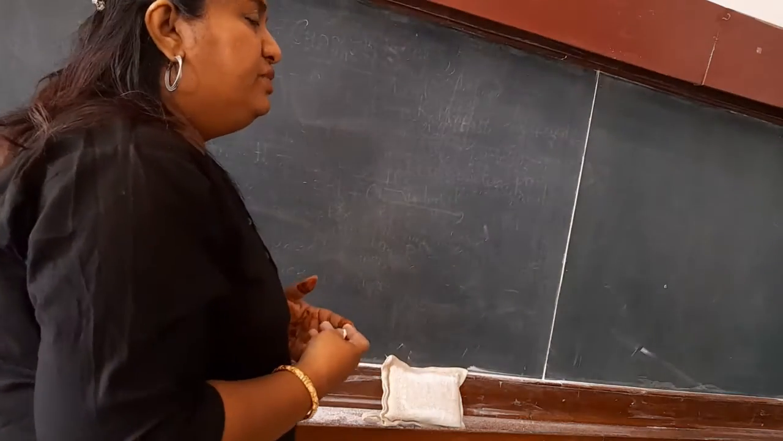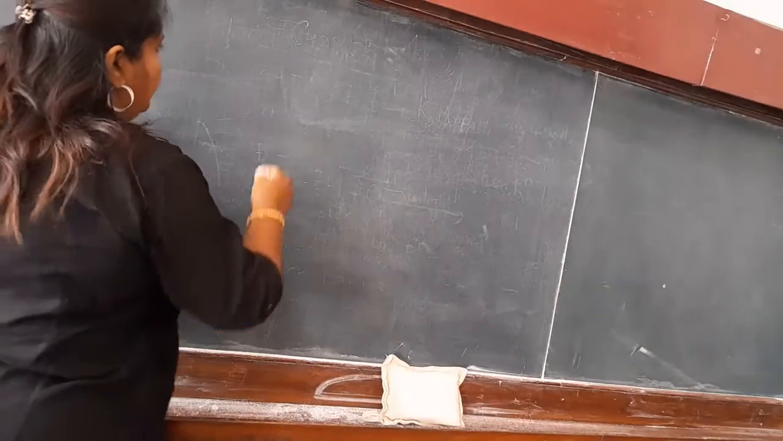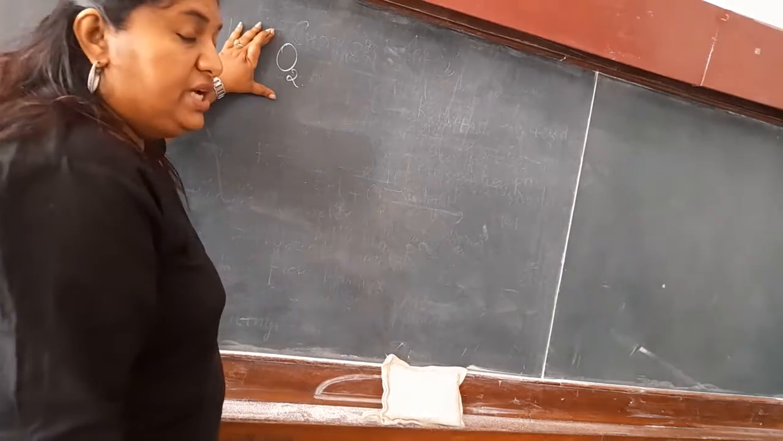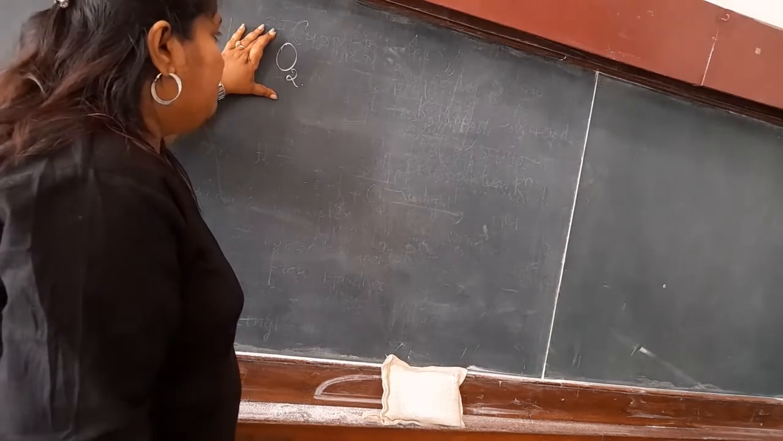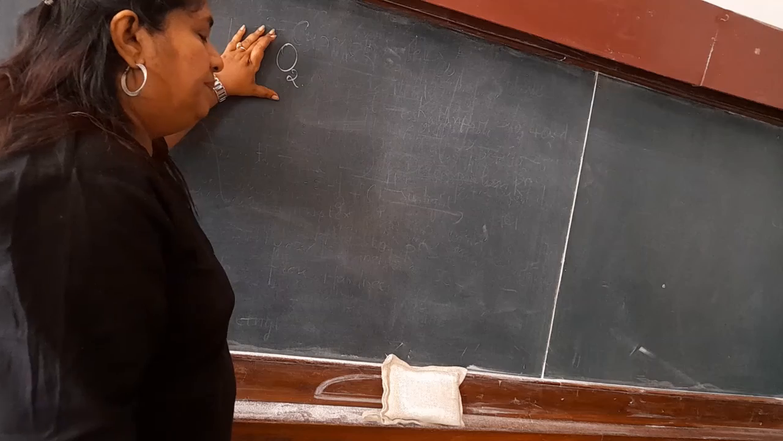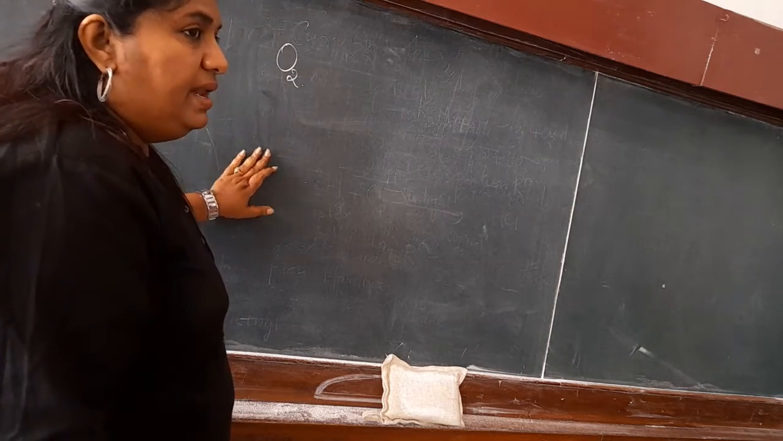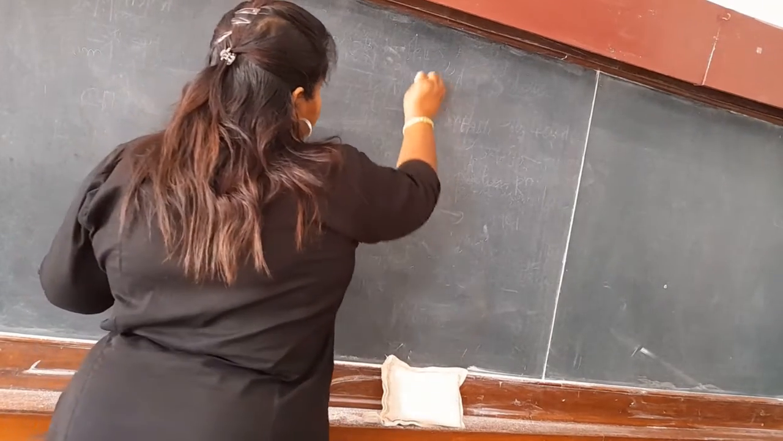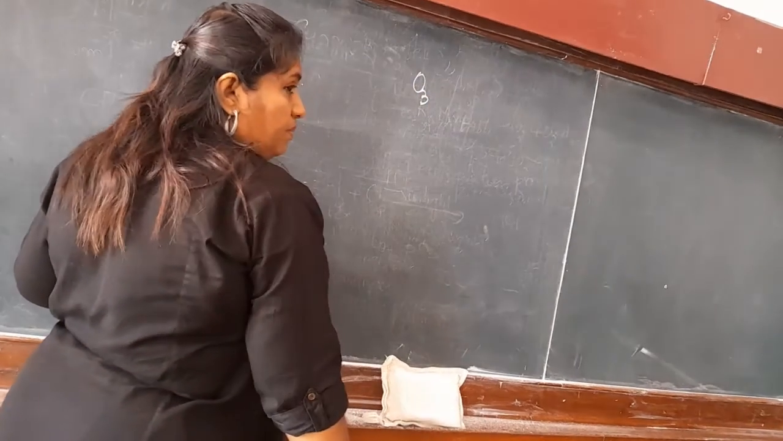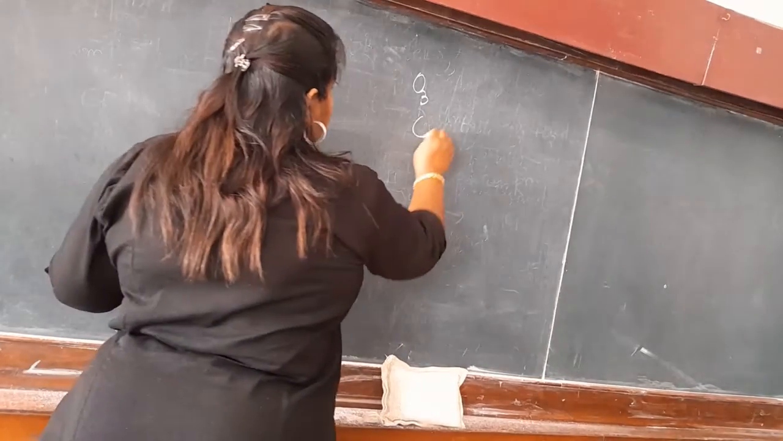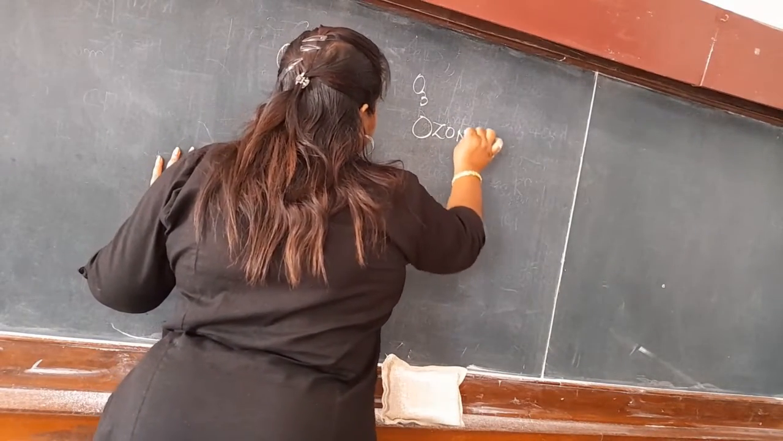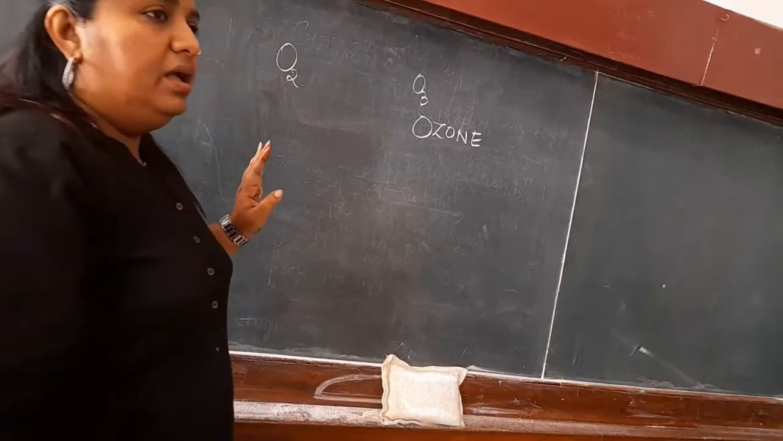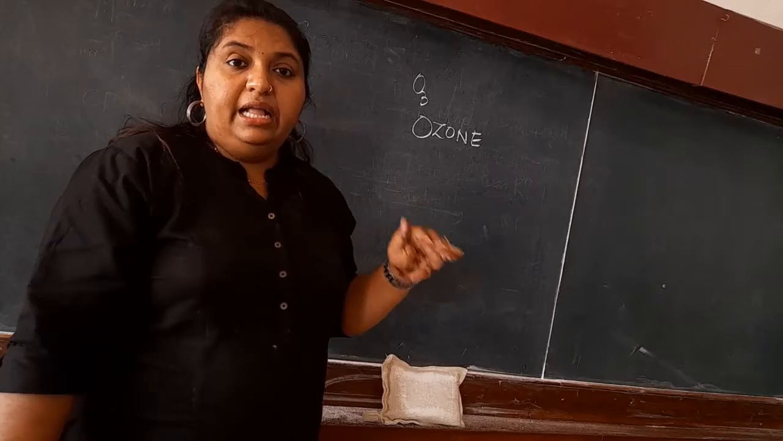Now, if someone asks you to write the formula of oxygen, you will write O2 because you know oxygen is a diatomic molecule which is formed by 2 oxygen atoms. Now, there is another compound which is formed by 3 oxygen atoms. What is this compound? Yes, ozone.